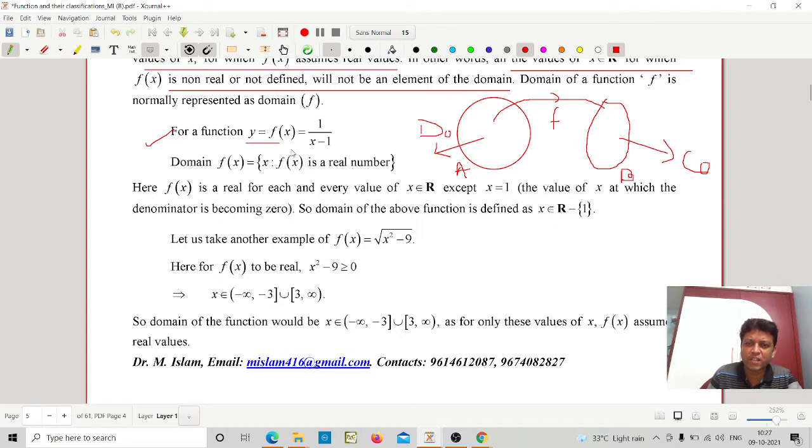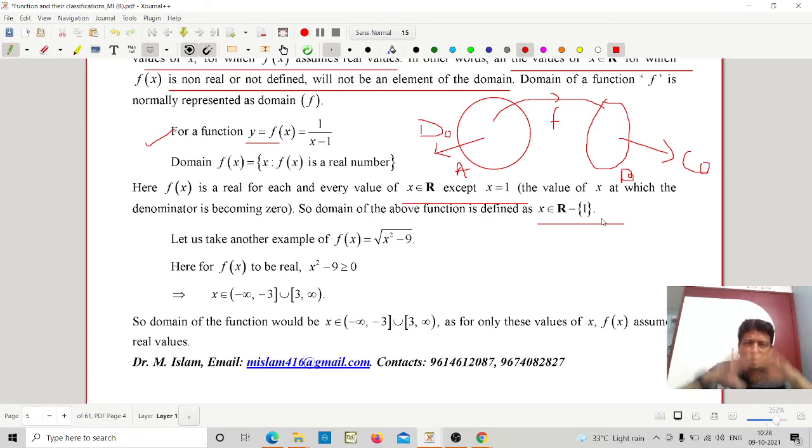The domain of f(x) is all real values. If you put negative values, fractions, rational, irrational, roots, whatever, you will get an answer except at x equal to 1. So what is the domain of the function? Domain is all real values except 1. Or in a different way you can write x belongs to R minus {1}. From the set of real numbers, you are excluding that point 1.